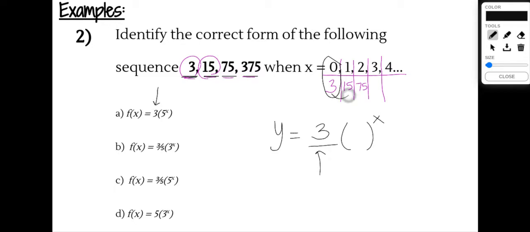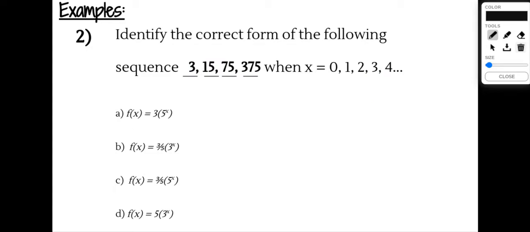But you also see that this is multiplying by 5, and so the multiplier is 5. So it absolutely is answer A. See how easy that is? Now, if we were to actually plug in for x, 0, 1, 2, 3, 4, you're going to see that we would end up with this very lovely sequence right here of numbers.